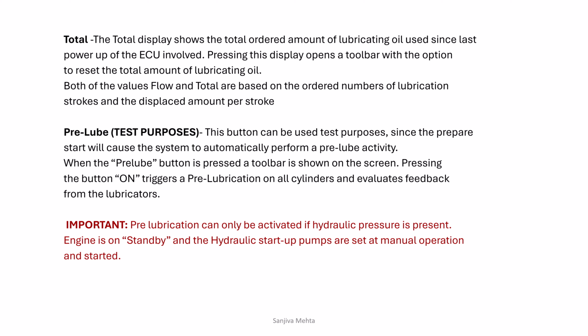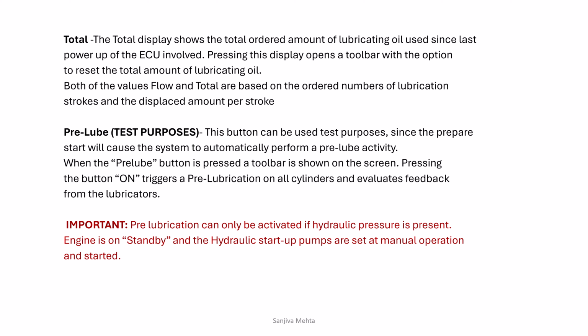Both the values, flow and total, are based on the ordered number of lubrication strokes and the display's amount per stroke. So this is a calculated value. Pre-lube test purposes. This button can be used for test purposes, since the prepare start will cause the system to automatically perform a pre-lube activity. Remember, as I was saying, when you carry out prepare start, pre-lube operation will be carried out automatically. So here pre-lube is only for test purposes, that is working.